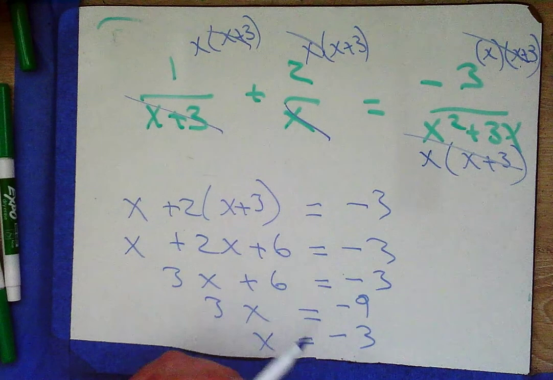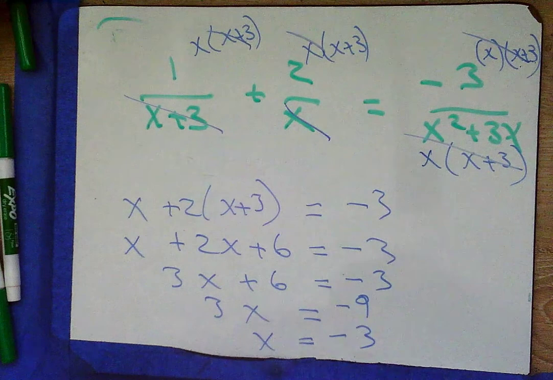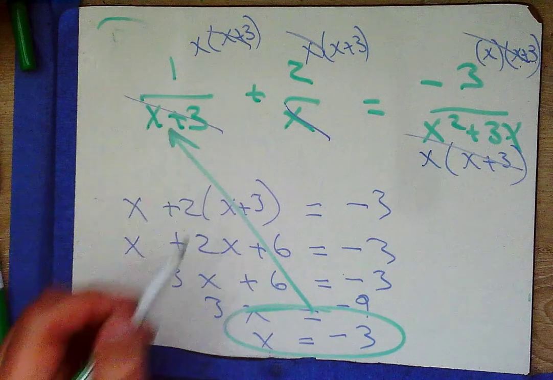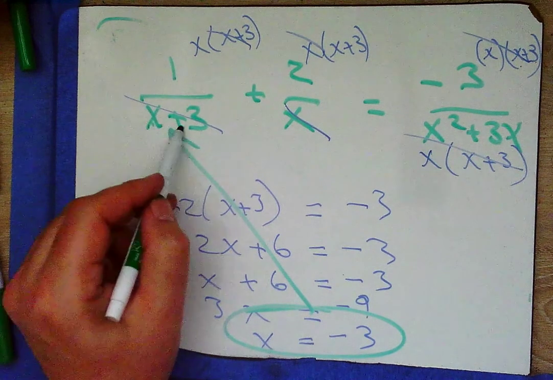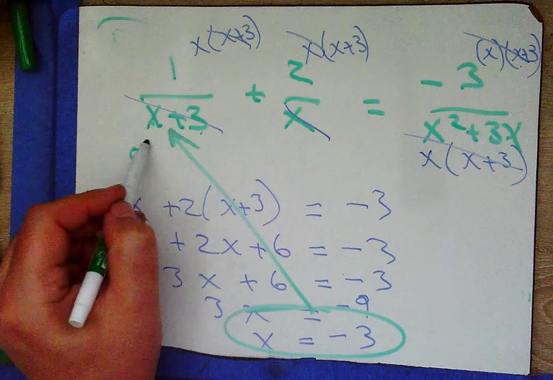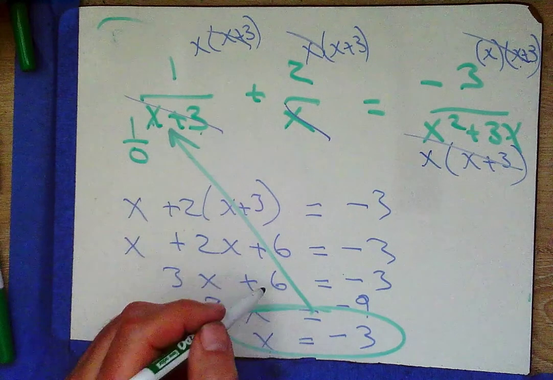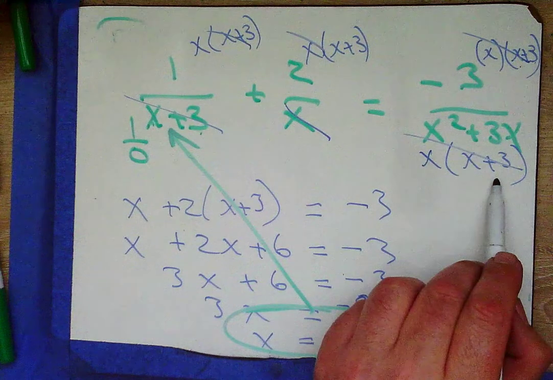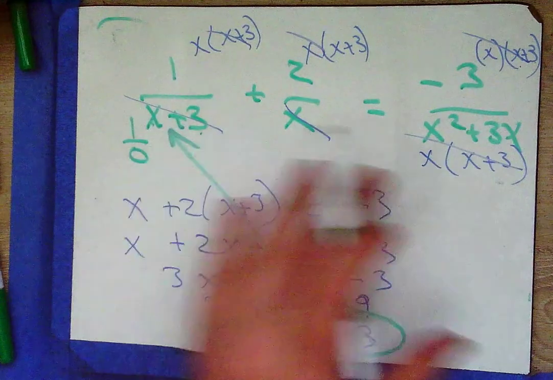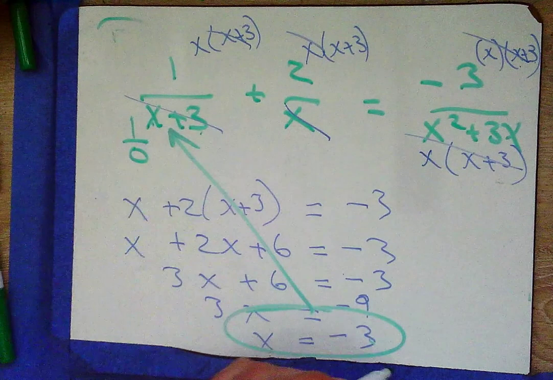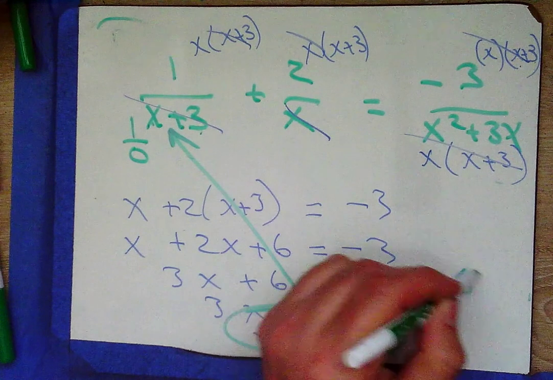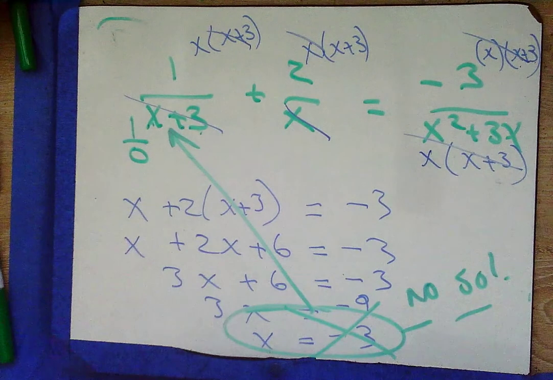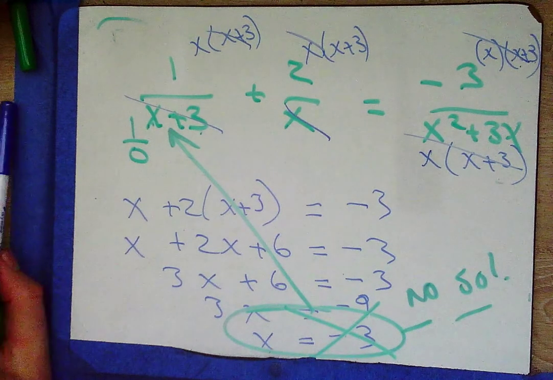Is that my only answer? No. No, it's not, is it? Because what happens when I plug a negative 3 in there? Negative 3 plus 3 is 0. I can't have 0 in a denominator. It's also true if I plug negative 3 in here, I'll get a 0. I just need 0 in the denominator in one place to know that this is no solution. The only solution we were able to come up with doesn't actually work. So this is no solution.